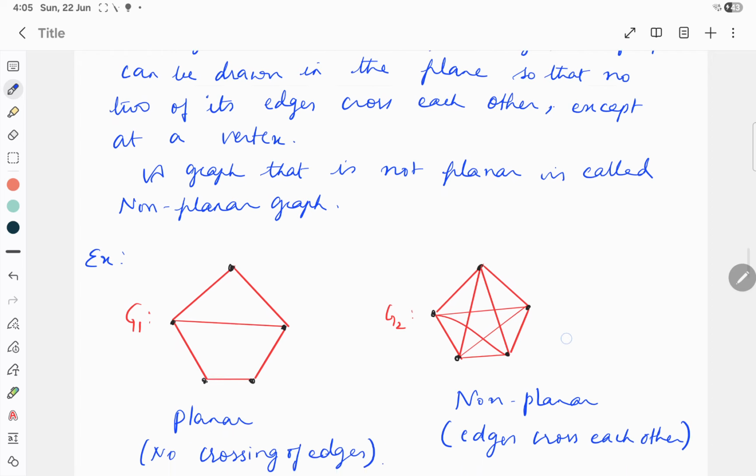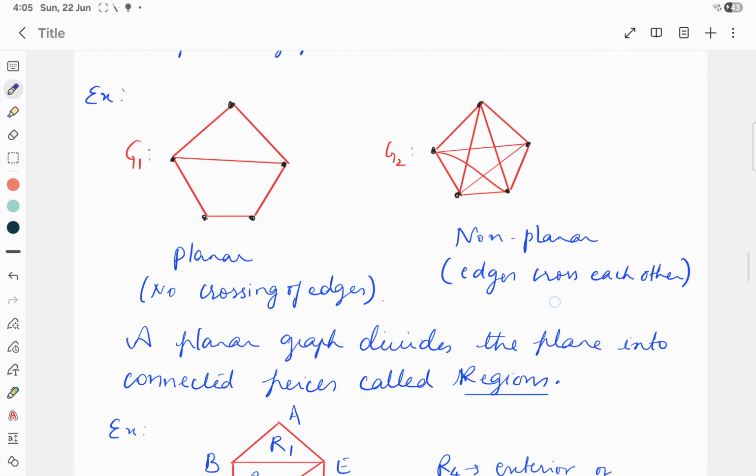Now let us consider these two graphs G1 and G2. You can see that G1 is a graph with 5 vertices and all the 5 vertices are connected. Now you have another edge here and you can see that in G1 there is no crossing of edges. Hence G1 is a planar graph. If you see G2, it is again a complete graph K5.